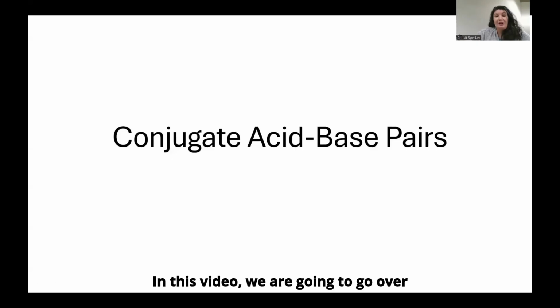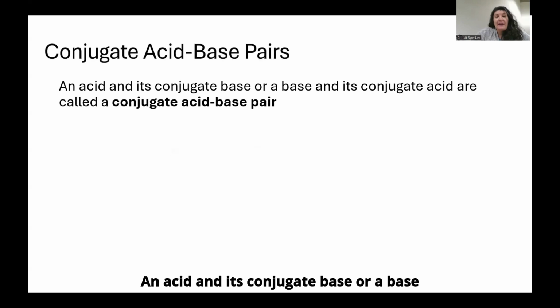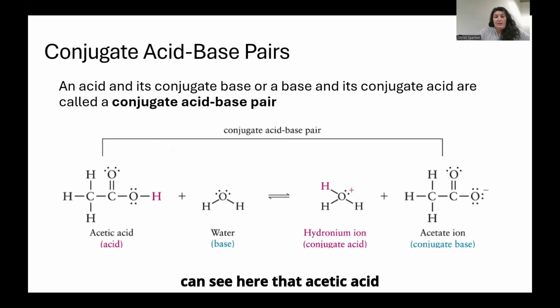In this video, we are going to go over conjugate acid-base pairs. An acid and its conjugate base, or a base and its conjugate acid, are collectively called a conjugate acid-base pair. You can see here that acetic acid donates the hydrogen to water, so water takes this hydrogen, water becomes a hydronium ion, and acetic acid loses its hydrogen and becomes an acetate ion.